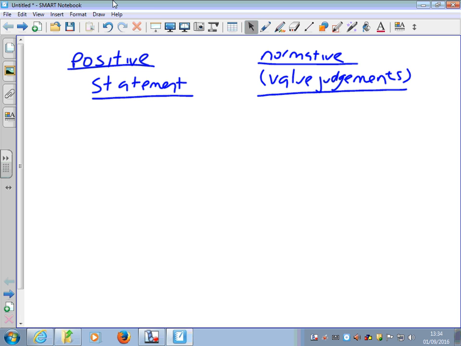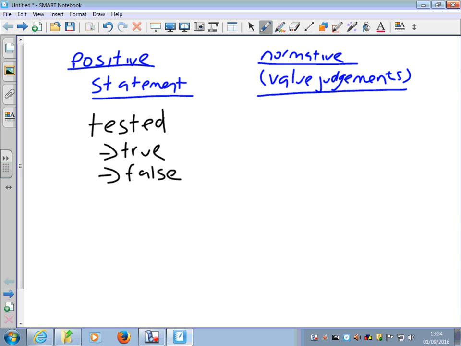Now, all a positive statement is, it's basically something that can be tested. Okay, it could be true, it could be false. So in economics, positive statements that we tend to look at could be, well, if interest rates were to increase, then ultimately what this will mean is that people will be less able to afford houses because mortgages are more expensive. So there'll be a lower demand for houses.